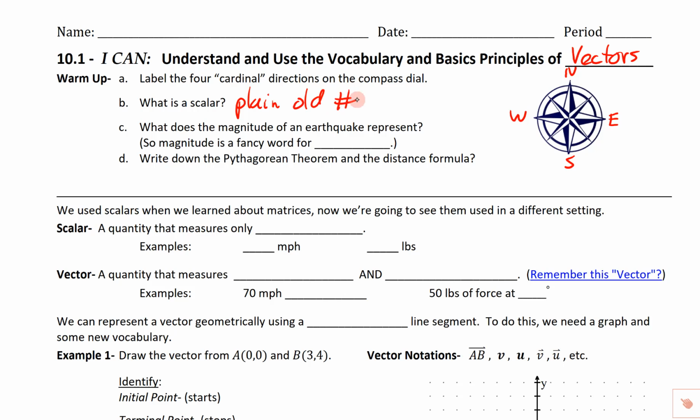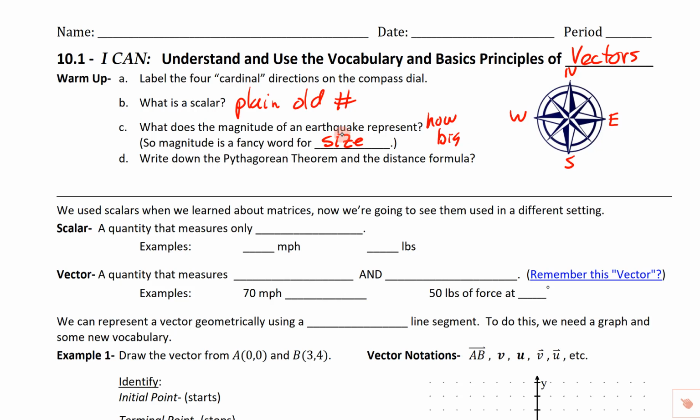And it says, what does the magnitude of an earthquake represent? Well, when an earthquake happens, they measure it with a Richter scale, and then they'll report what the magnitude is. And that basically represents how big that is. Now, another way to talk about this is magnitude is just a fancy word for the size of an earthquake. Okay? And we're going to use magnitude a whole bunch, so keep track of that.